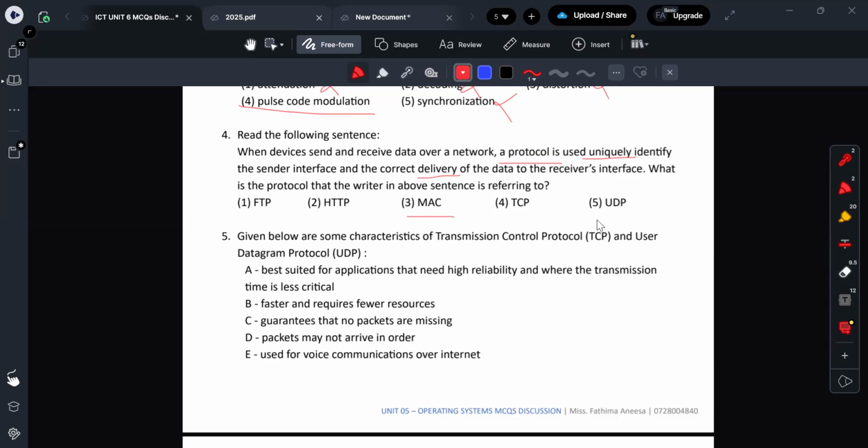So in which layer does this operate? It operates at the data link layer, layer 2 of the OSI model, right? To ensure what? It ensures data packets are delivered to the correct physical device interface on the local network. So see, first underline the keywords and then check the options. That way you'll be saving time instead of going back again to the question and reading it again.